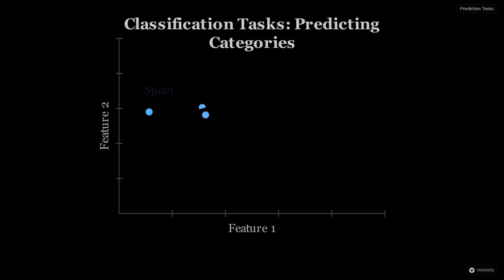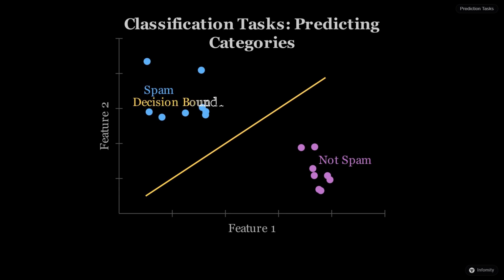The second major type of prediction task is classification. Unlike regression, where we predict a continuous number, classification tasks predict a discrete category or class. This means the output is one of a predefined set of labels, such as spam or not spam for an email, or dog, cat, or bird for an image. Visually, classification models often try to draw boundaries that separate different groups of data points, assigning new, unseen data to the most likely category.